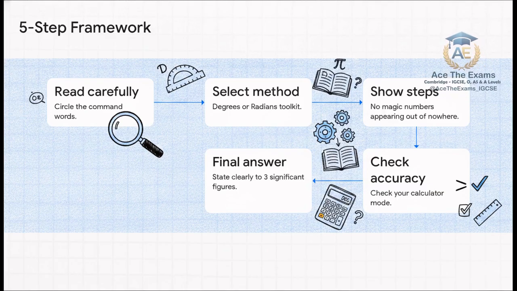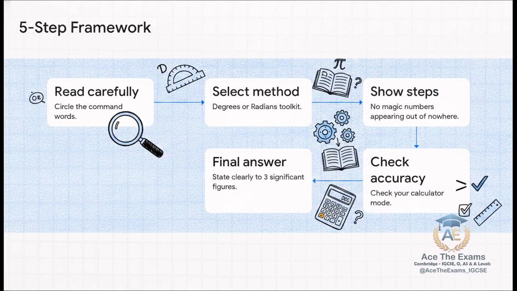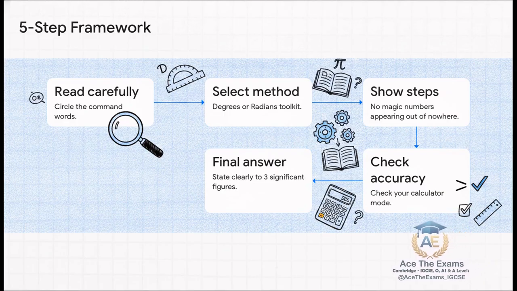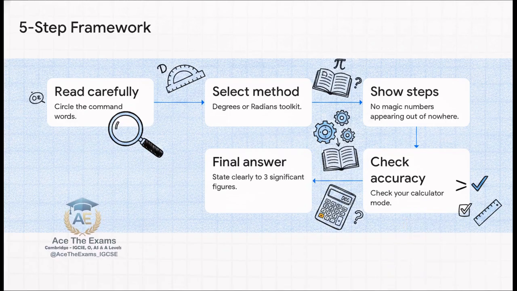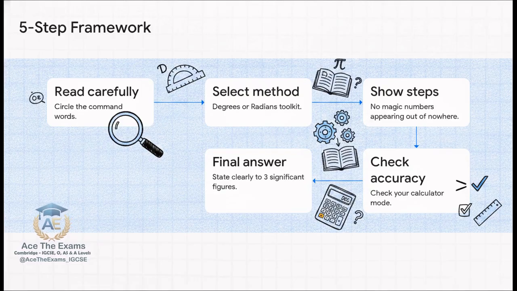Step 1, read carefully. Circle those command words. Step 2, select your method. Does the question give you an angle in degrees or as a fraction of pi? Because that dictates whether you use the degree toolkit or the radian toolkit. Step 3, show your steps. No magic numbers appearing out of thin air. Step 4, check accuracy. Seriously, are you in the right calculator mode? And Step 5, state your final answer clearly, usually to 3 significant figures unless stated otherwise.